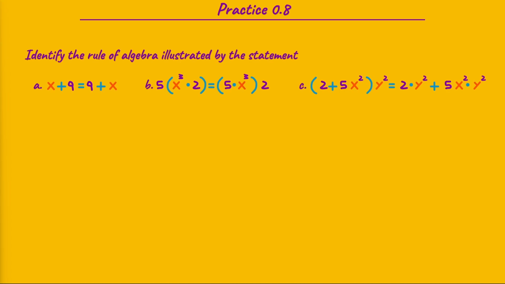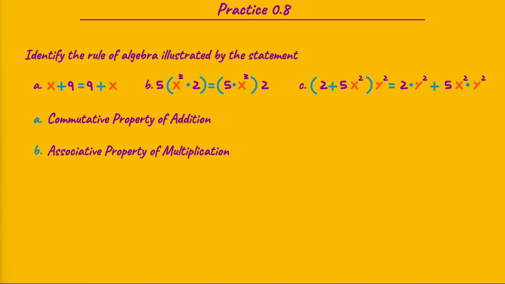You have practice 0.8. Identify the rule of algebra illustrated by the statement. The first statement: x plus 9 equals 9 plus x. So he replaced the position of each term, and it has an addition operation. So here the property will be the commutative property of addition. Now in the second, you can see that the terms are holding the same positions, and they have a multiplication operation between them. So we can say that they have the associative property of multiplication.